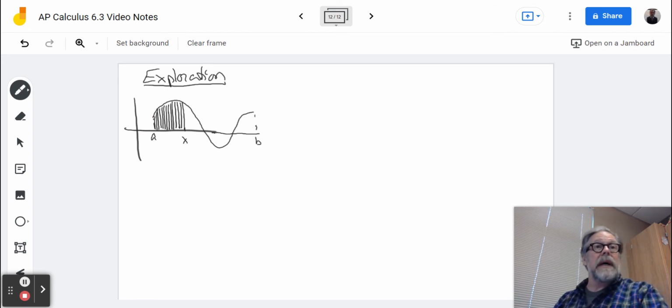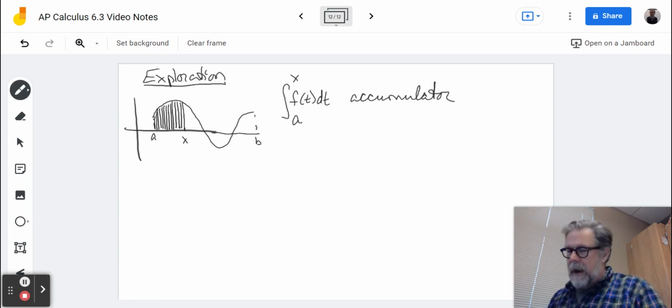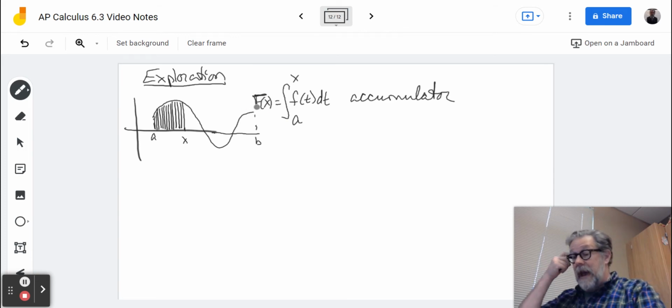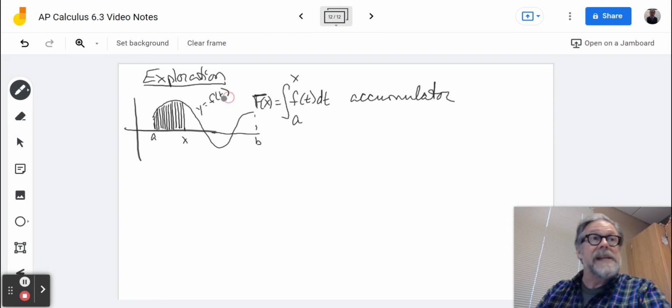So we can agree that the area I just shaded is the integral from a to x of this function, f of t dt, and that this is an accumulator function. And again, if you're not sure what I'm talking about, you might want to go back and watch the previous chapter videos where we talked about accumulator functions. We're just adding up, we're accumulating all of these little rectangles between a and x. And we're going to refer to this accumulator function as capital F. F of x, the accumulator function, is the area under the curve from a to x, also known as the integral from a to x of f of t dt. All right, and this function is y equals f of t.